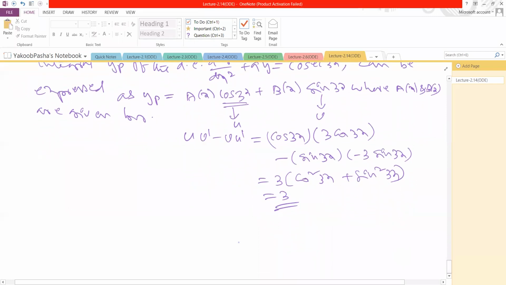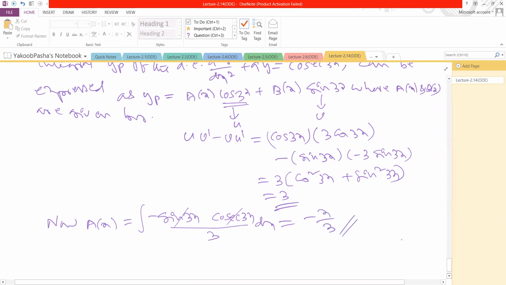Same formulas you can use. Now, A of x is equal to the integral of minus V R. V is equal to sin 3x. R is the right side term, cosec 3x, divided by 3, into dx. Now this is equal to sin and cosec will be cancelled. This is equal to minus dx by 3, that is nothing but minus x by 3.